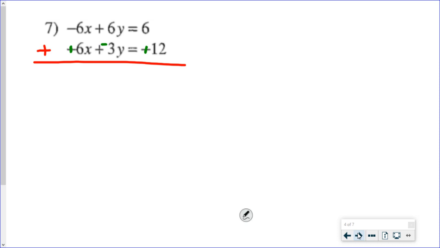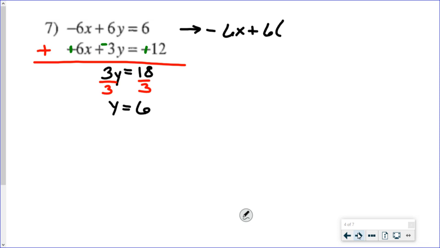And now I add down, and the x's cancel, so I'm left with 3y's because you have a +6 and a -3, and 6 plus a +12 is 18. Okay, divide everything by 3, and you get y equals 6. Now plug it into either one. Again, I often like the top one: -6x plus 6 times 6 equals 6. That's a whole bunch of sixes, but that's okay. And now I just have to solve for x.